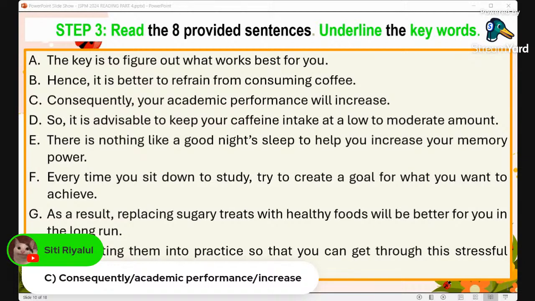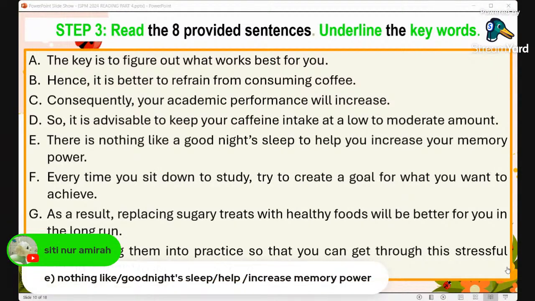Okay, I'll wait for a few more seconds before I show what I have underlined. Because when you do this, you are doing it quite fast, right? As you are reading it, you will just highlight, right? Siti Nur Amira, thank you for your answers. For E, nothing like a good night sleep, help, increase memory power.